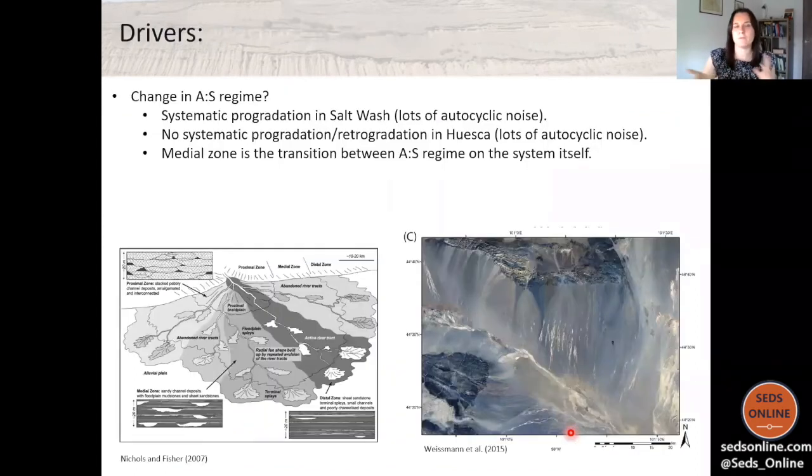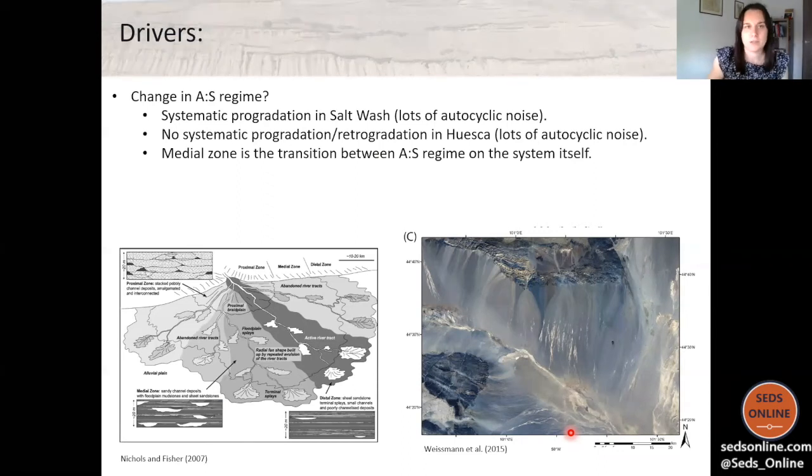So what are the drivers of all of these trends that we're seeing? Changes in accommodation to sediment supply regime. I've talked about at system scale, Salt Wash is prograding, so the sediment supply is much higher relative to the accommodation creation rate. But we do have a lot of autocyclic noise present. We don't have any systematic progradation or retrogradation in the Huesca, but lots of autocyclic noise. So we can't pin those variabilities down to these, because they're different for each of the systems.